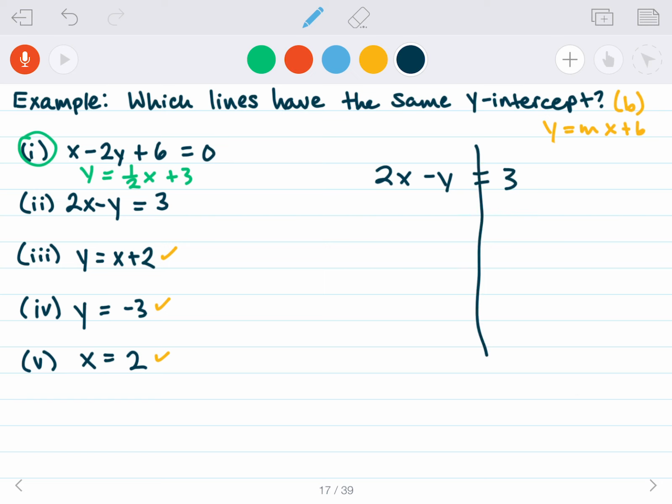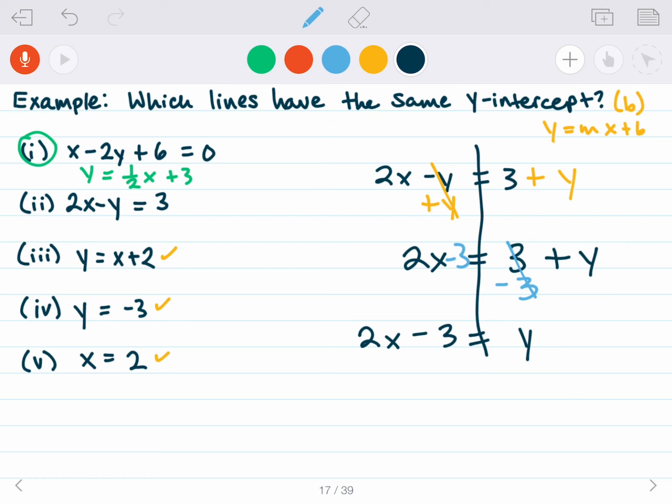Now on the right side, I want y to be by itself, so I can go ahead and subtract 3 from both sides to do that. Okay, so I get y by itself, which I wanted, is equal to 2x minus 3. All right, so let's write that down here. This is secretly y equals 2x minus 3.